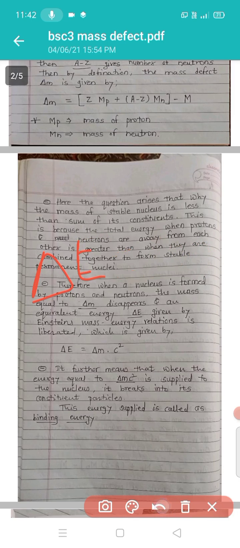Then the next part is the packing fraction. What is packing fraction?